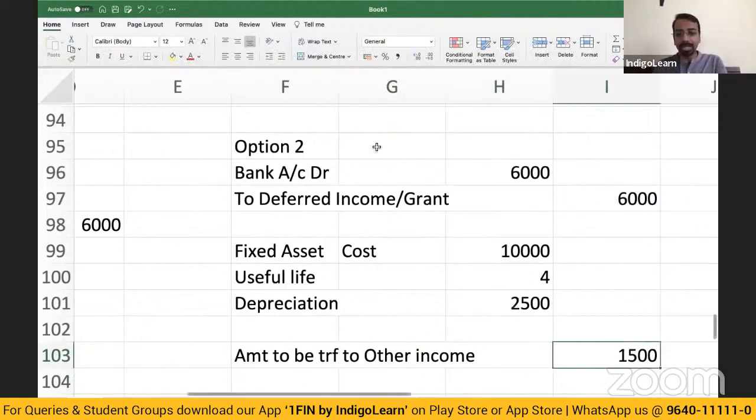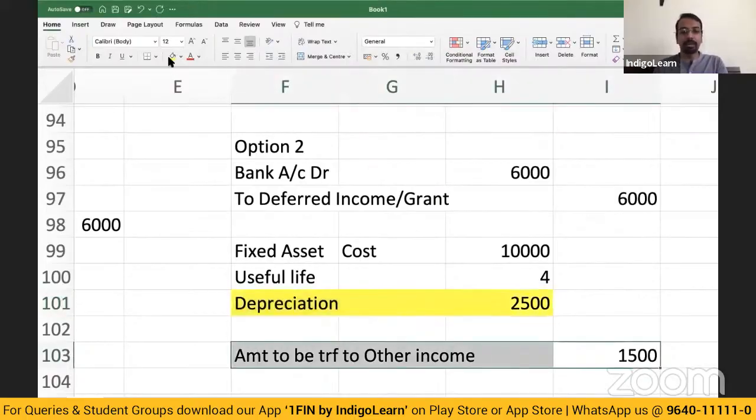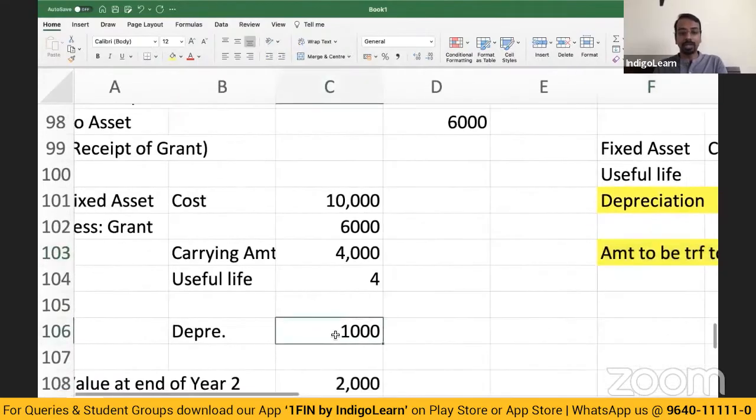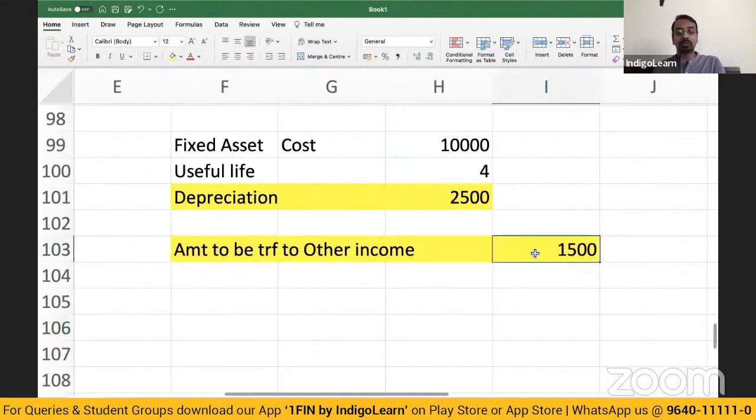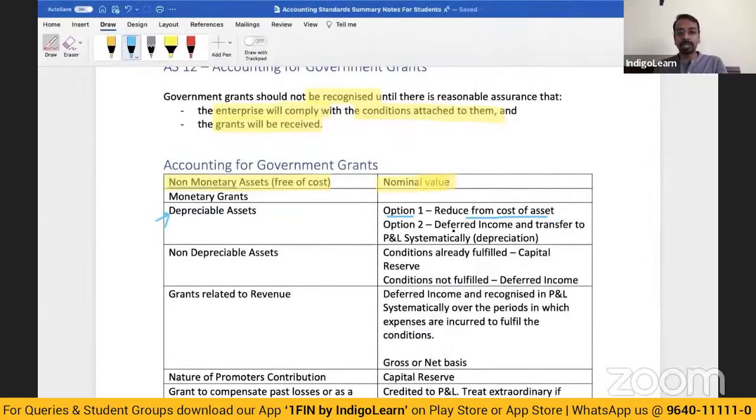What is the net impact? Depreciation debit 2,500, other income 1,500, right? Net impact 1,000, here also net impact 1,000. So net impact does not change. If you are using deferred grant approach on the basis of depreciation, generally the question will be on straight line method only. So you simply transfer this 1,500 every year to the profit and loss as other income, right? So the second option is deferred income and transfer to P&L on the basis of depreciation.